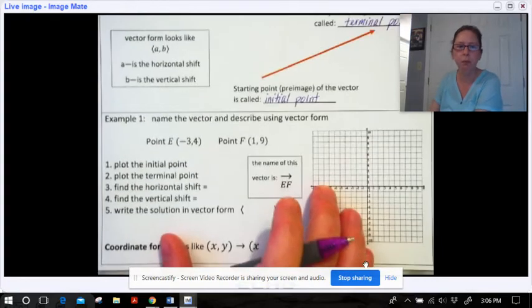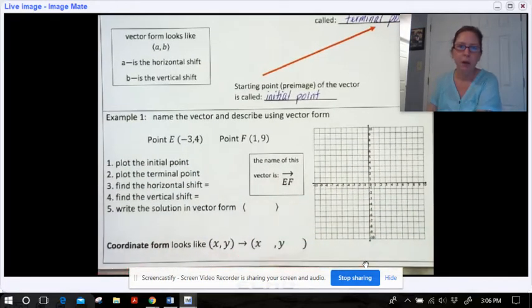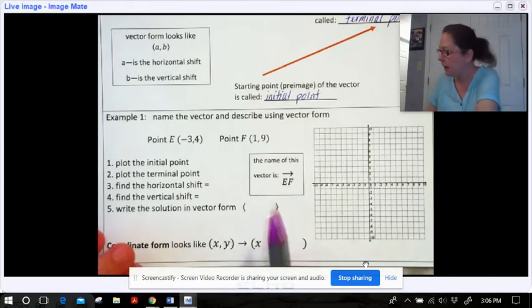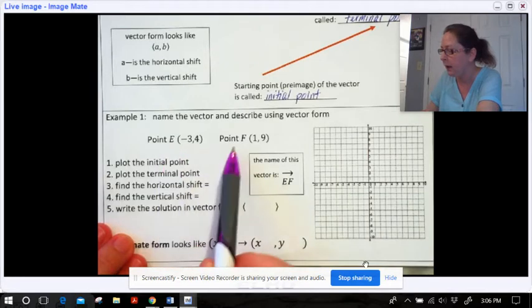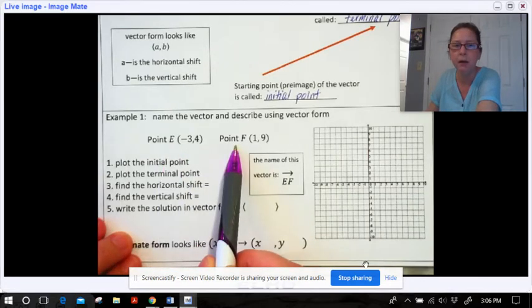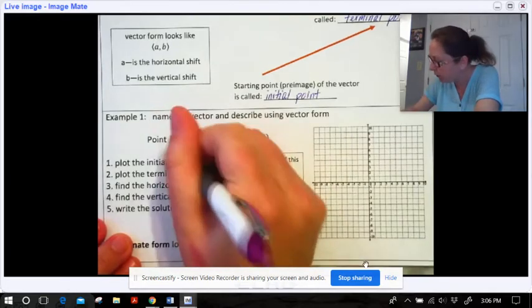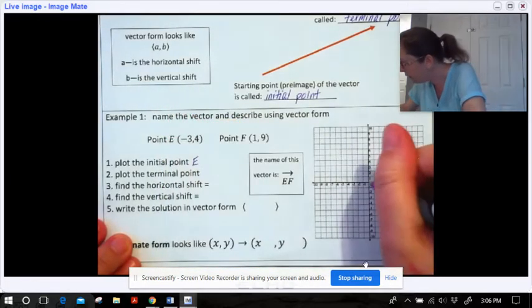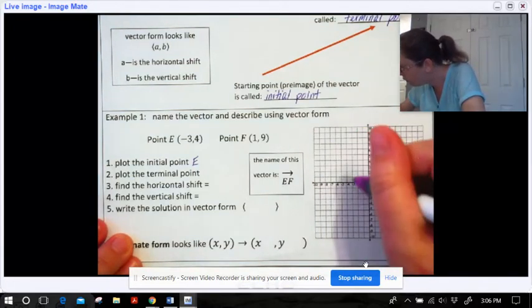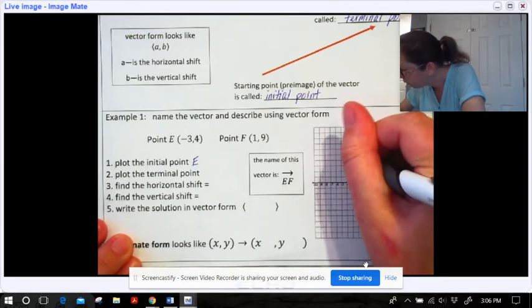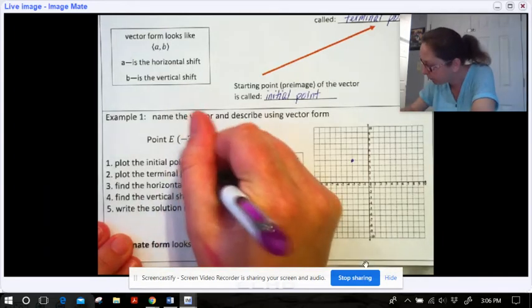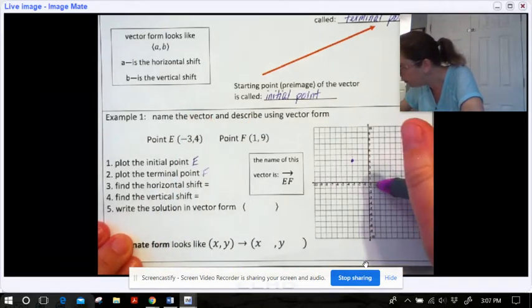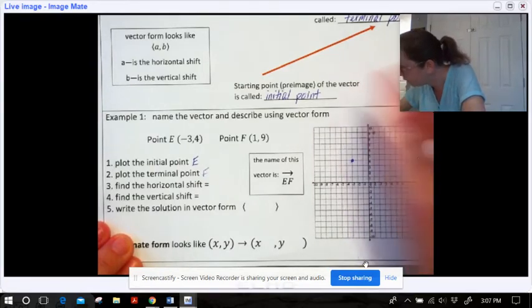Example number 1: name the vector and describe it using vector form. The name of this vector is EF because it starts at point E and ends at point F. Let's plot the initial point, which is E, at -3, +4. Next, I'm going to plot the terminal point, which is F, at +1, 9 right here.